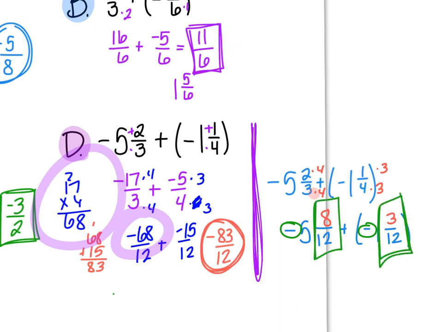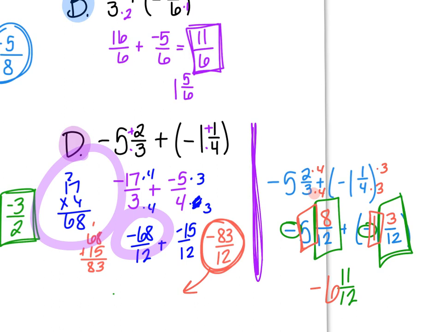8 plus 3 is 11. So 11/12. And then now you add the whole number parts, which remember there was a 1 right there before I covered it up. So 5 plus 1 is 6. So -6 and 11/12.